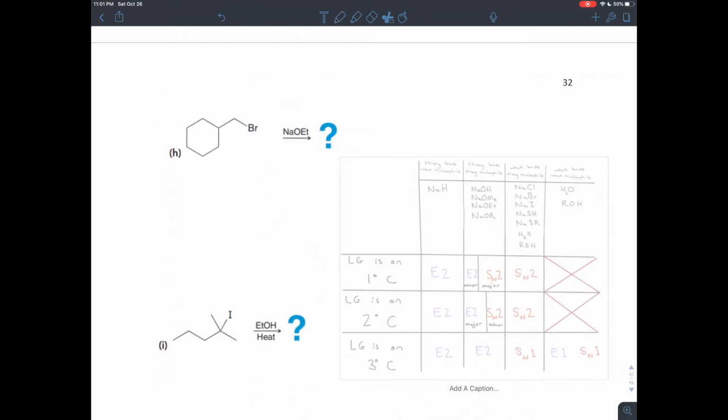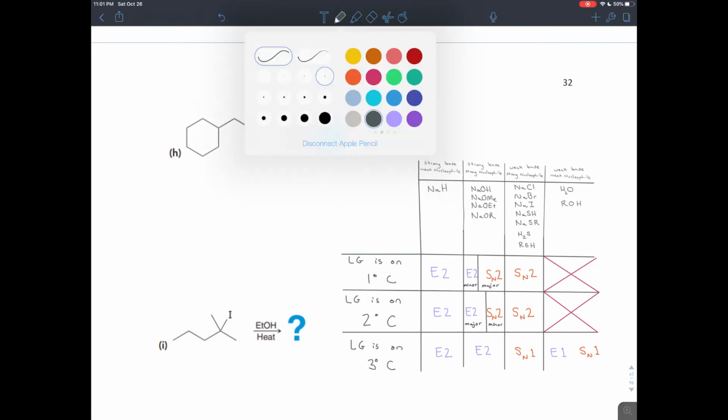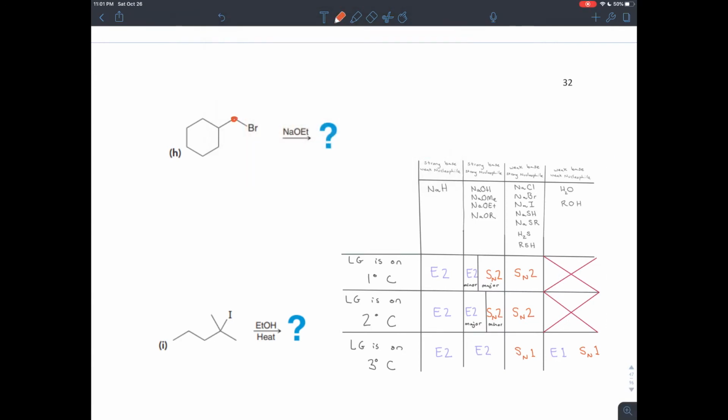Okay, H. So we look at the leaving group. The leaving group is on this carbon here. That carbon is just bonded to one other carbon. So that's a primary carbon. Our leaving group is on a primary carbon, and so we're just going to be dealing with this first row in this table here. Now let's look at the nucleophile. The nucleophile is sodium ethoxide. Sodium ethoxide, we've dealt with a bunch. It is a strong base and a strong nucleophile.